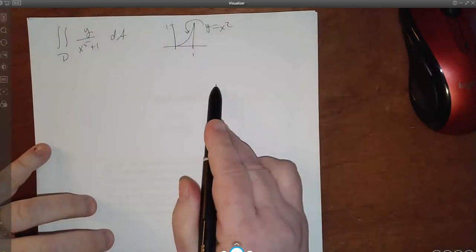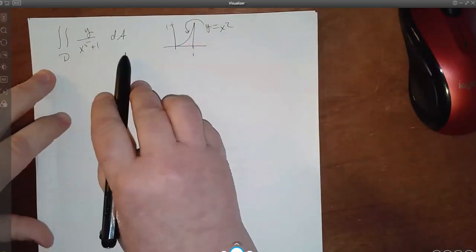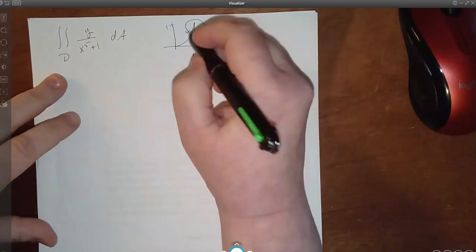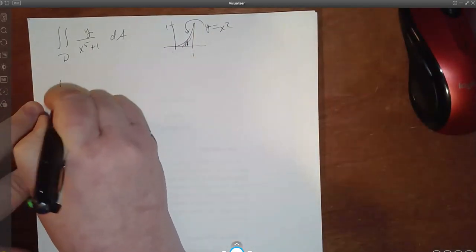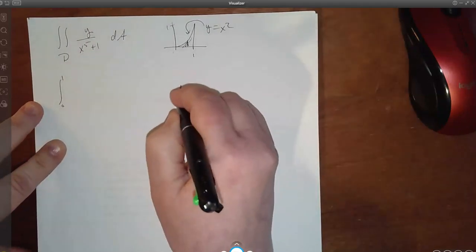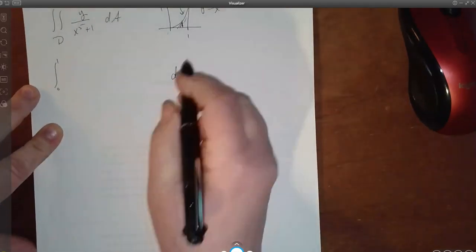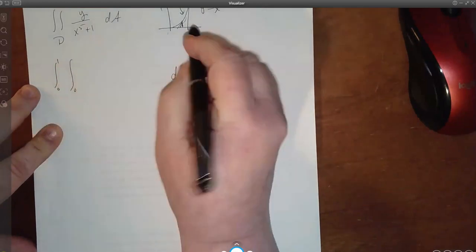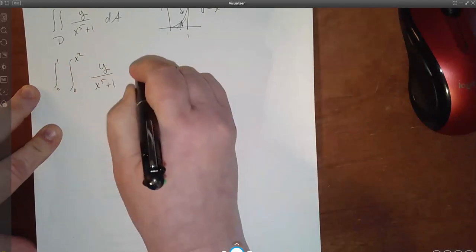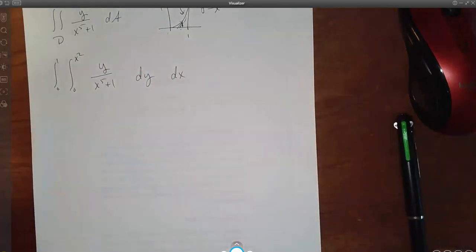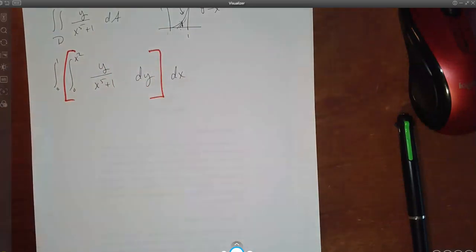This is the region I'm interested in. So as I said, I want to chop it up. I want to integrate with respect to y first, so I'm going to chop this way. And my x is going to go from 0 to 1. So I have 0 to 1 will be my dx. y is going to go from 0 to the top function, which is x squared. I have y over x to the 5th plus 1 dy. So my inner function, the thing I want to deal with first, is that chunk.